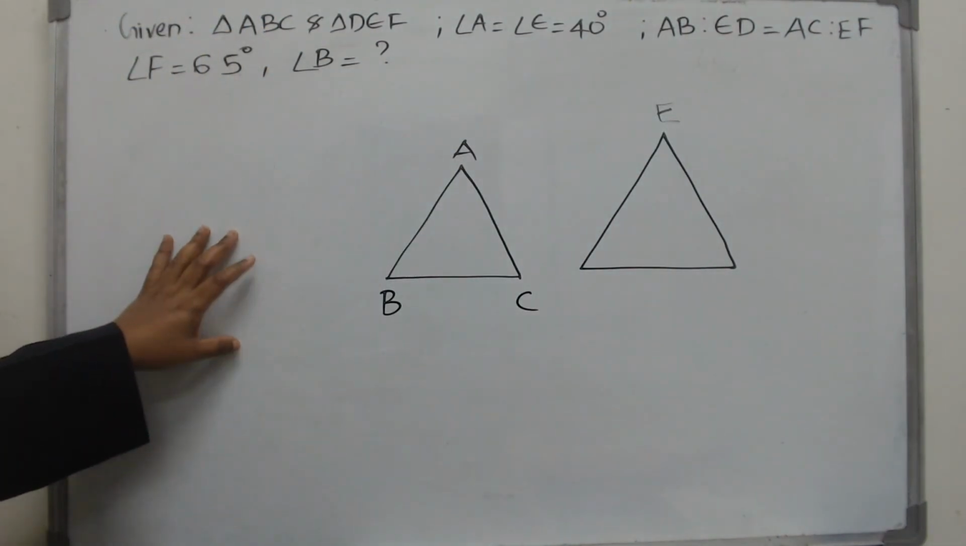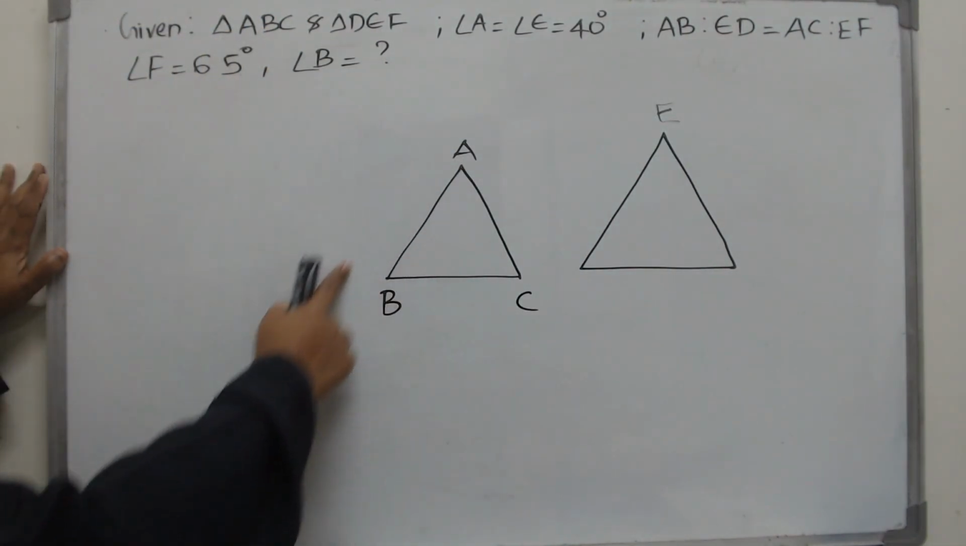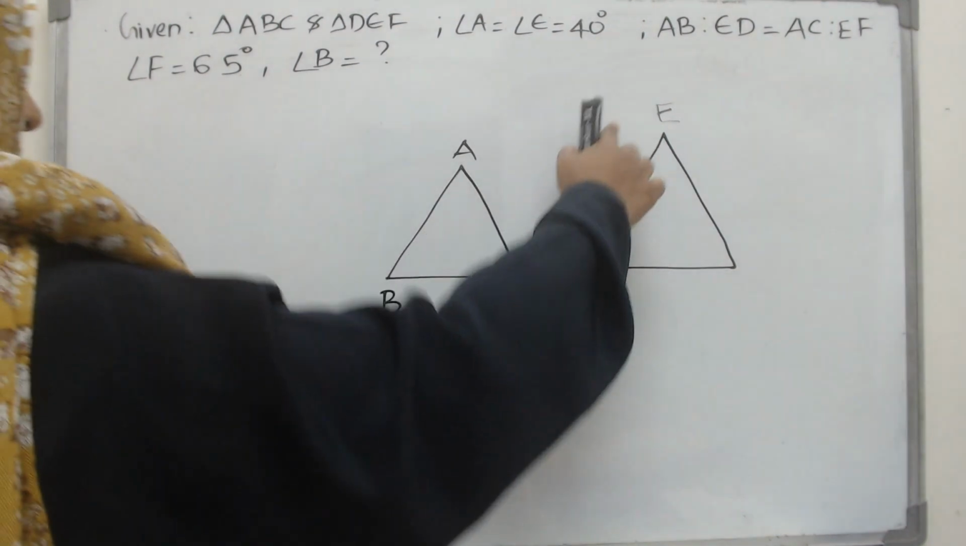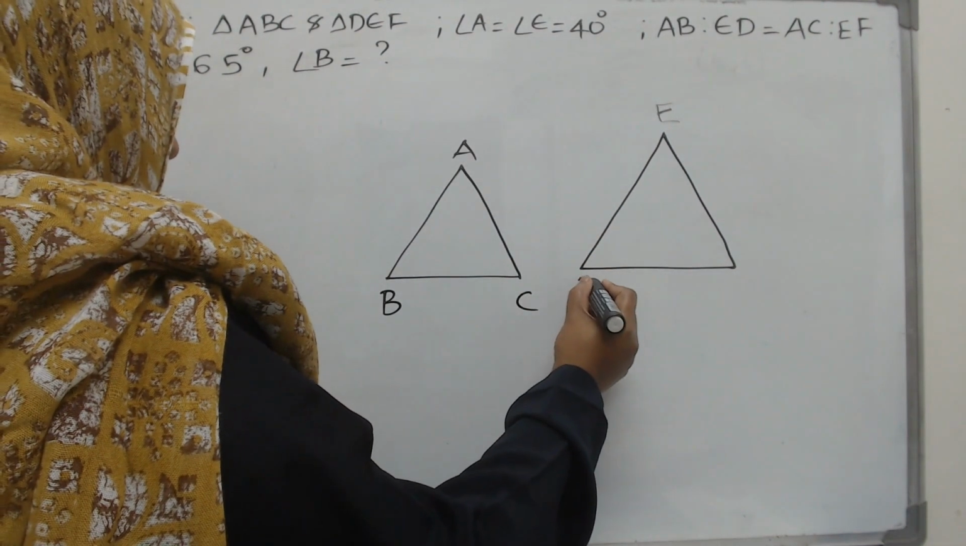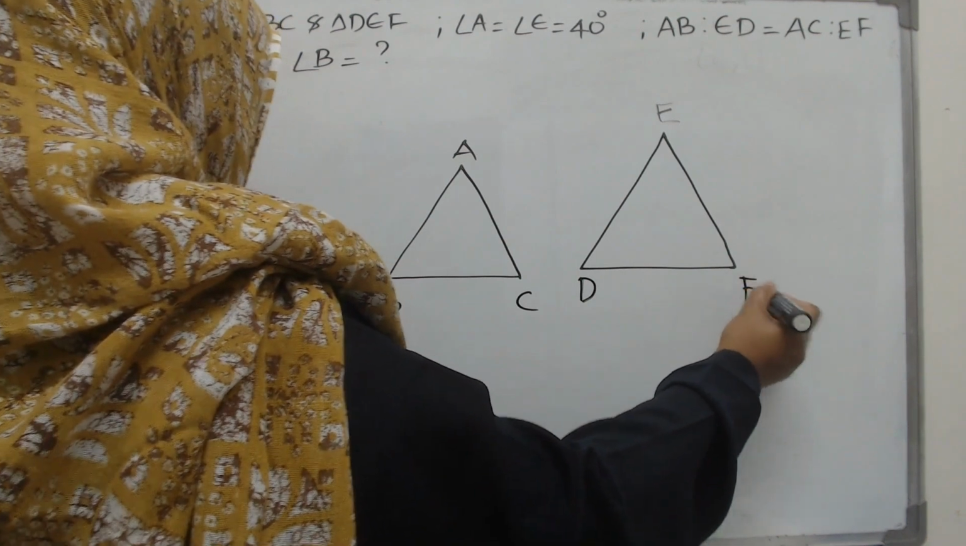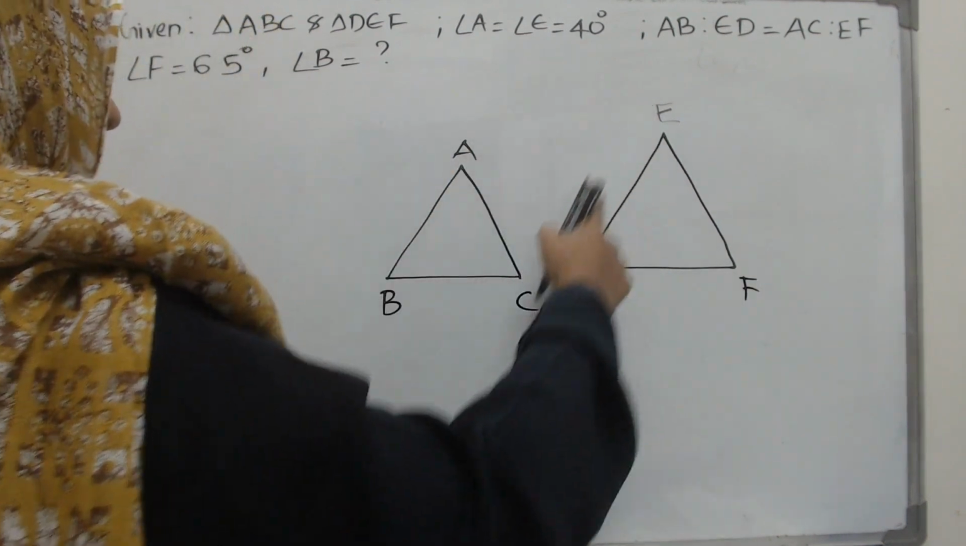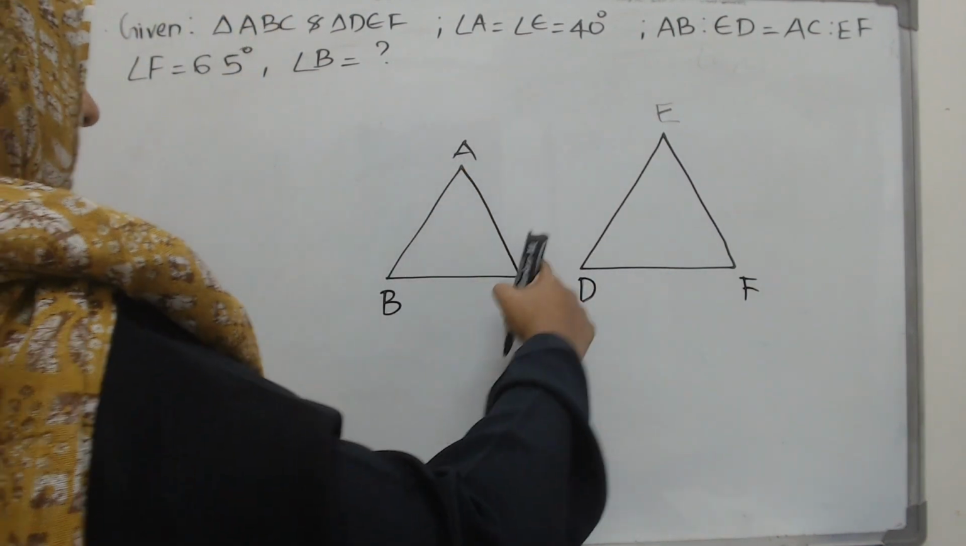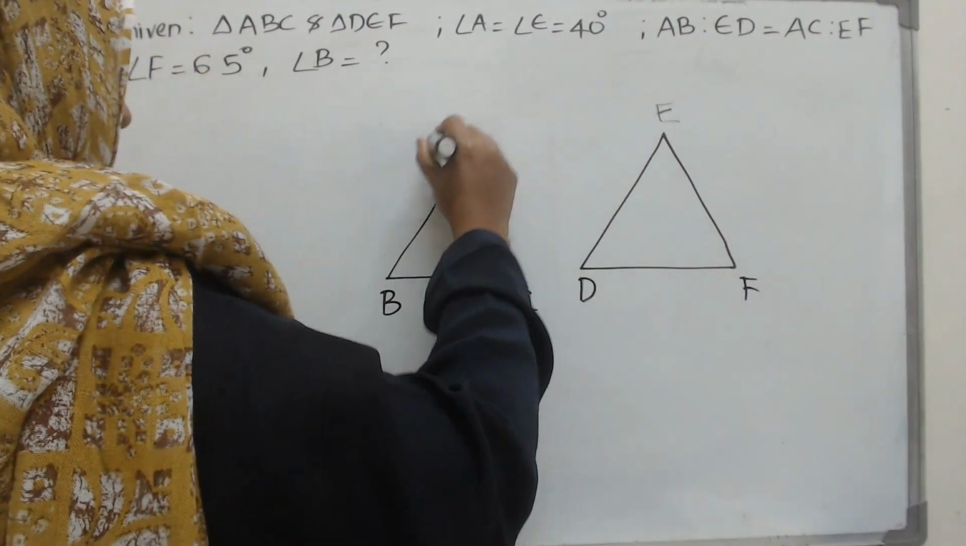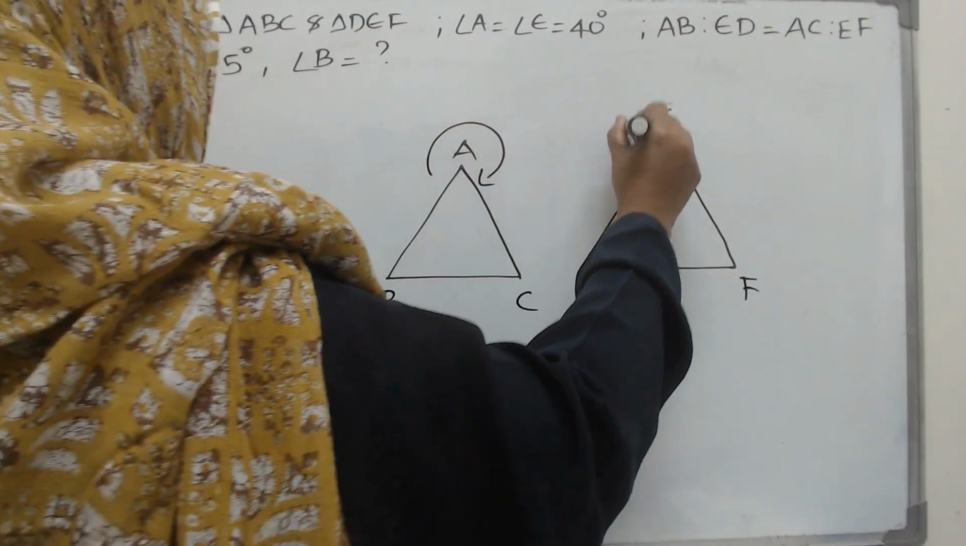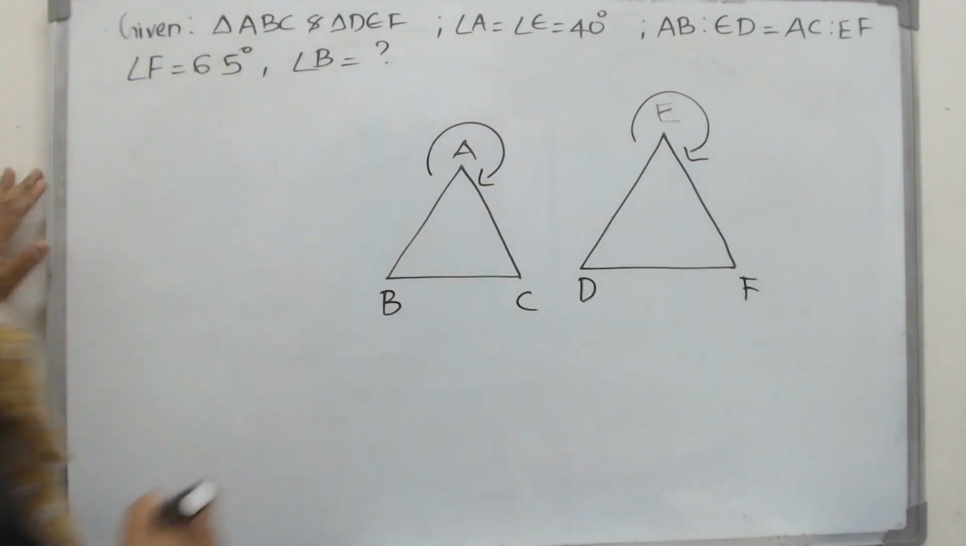And then what is given? The ratio. The ratio of AB and ED. Suppose I name this D, then what do you have? AB is to ED is the same as AC is to EF. Or in other words, we have a ratio which connects these two sides.